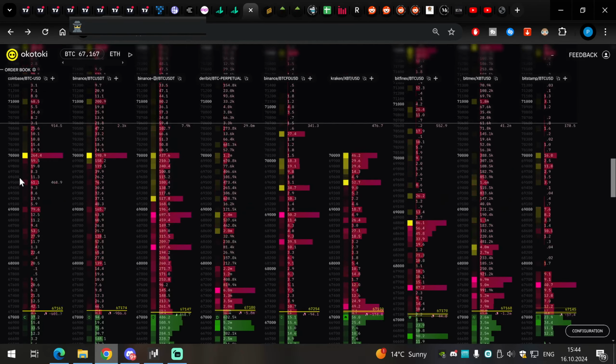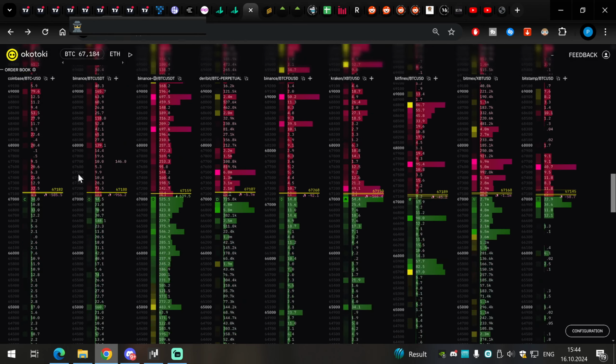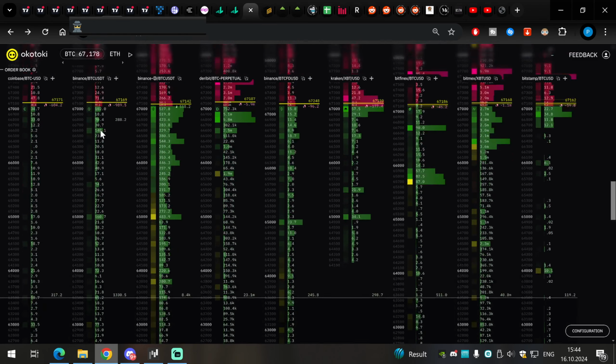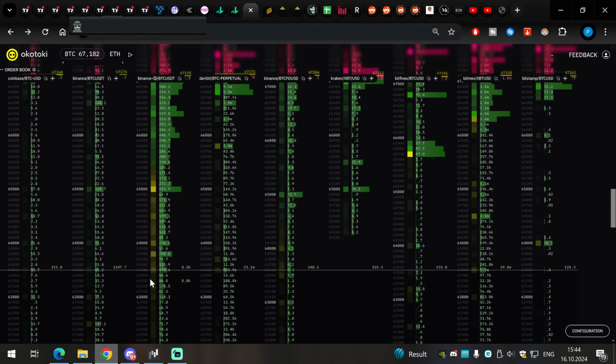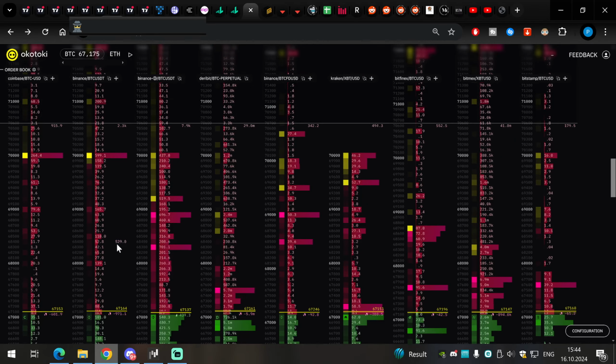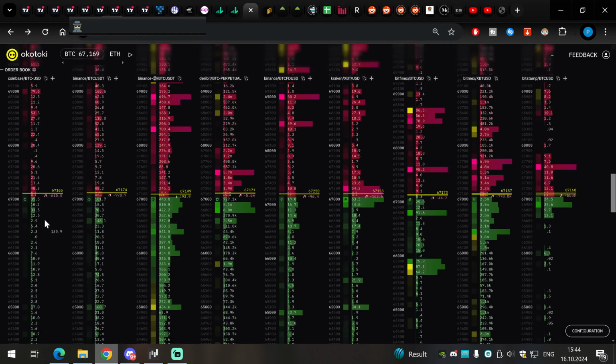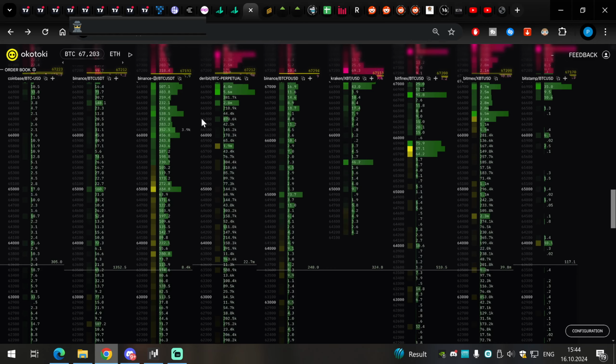By the way, it's going to need huge volume to break over. To the downside, look how empty spot is. Yes, 66,600 has 148 Bitcoins, that's decent, but other than that, very empty. Perpetual market is still pretty balanced, protecting round numbers. To the upside, it's not so crazy, there's selling pressure as well, but the buy side is much more empty.